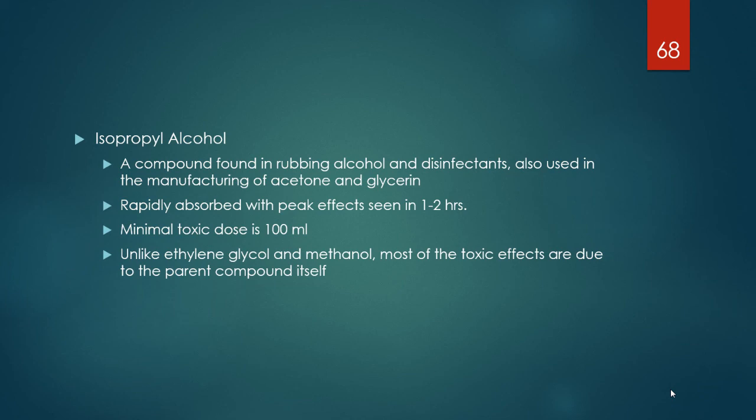Unlike ethylene glycol and methanol, most of the toxic effects are due to the parent compound itself. And the key diagnosis, as we just saw, of course, is the osmolar gap with absent metabolic acidosis. So it's metabolized by alcohol dehydrogenase to acetone, and acetone accounts for the high ketone formation, but it's not a true acid, so that explains the absence of acidosis in this case. But it does count for the serum osmolality, explaining the high gap.